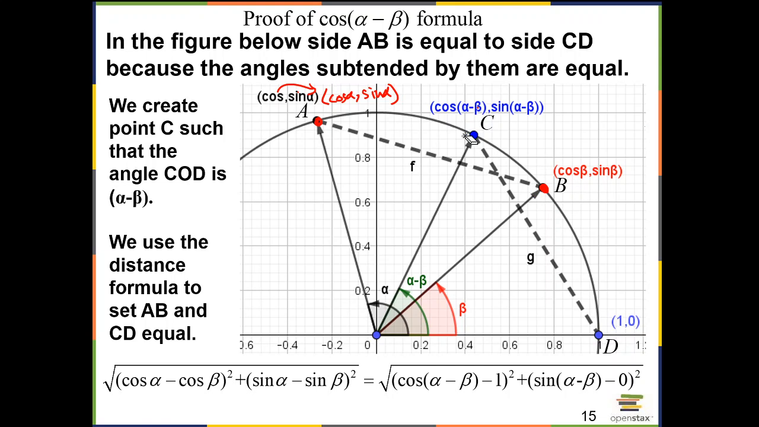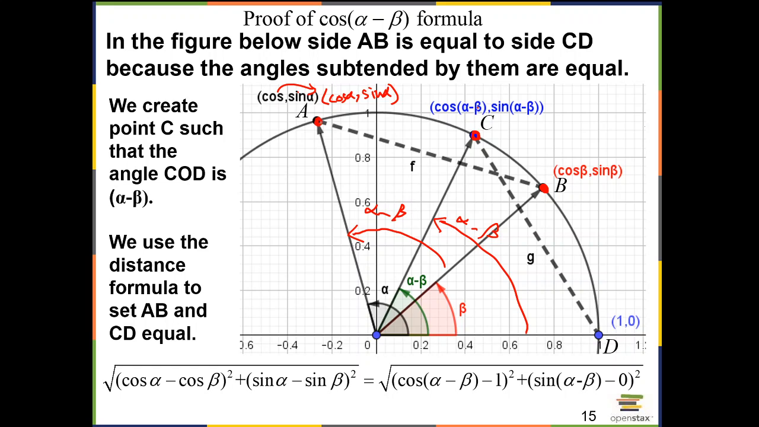Now, we also create this point here such that this angle right here is alpha minus beta, okay? So if alpha is 110 and beta is 30, then we make this 110 minus 30, which is like 80 degrees. Whatever alpha is, we make this alpha minus beta. And we know that this angle here is also alpha minus beta. How do we know that? Well, because this is alpha, and if you take away beta from it, you get this angle.